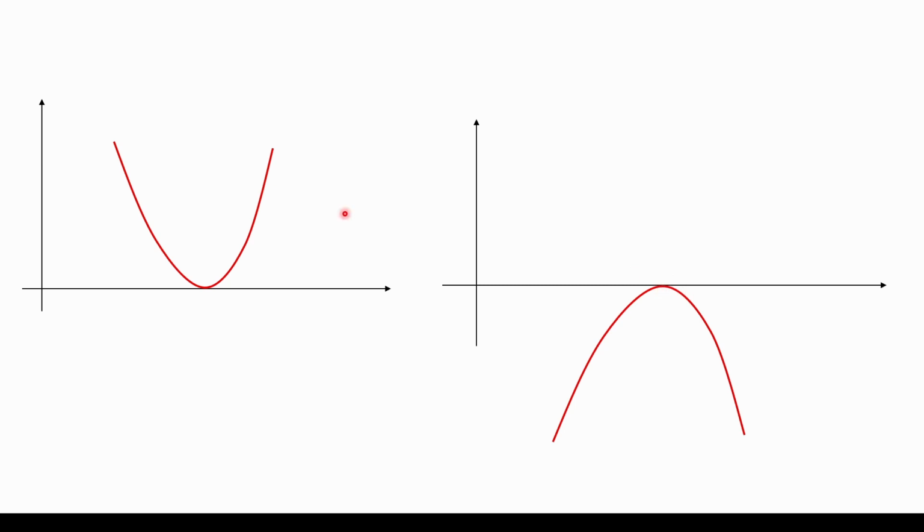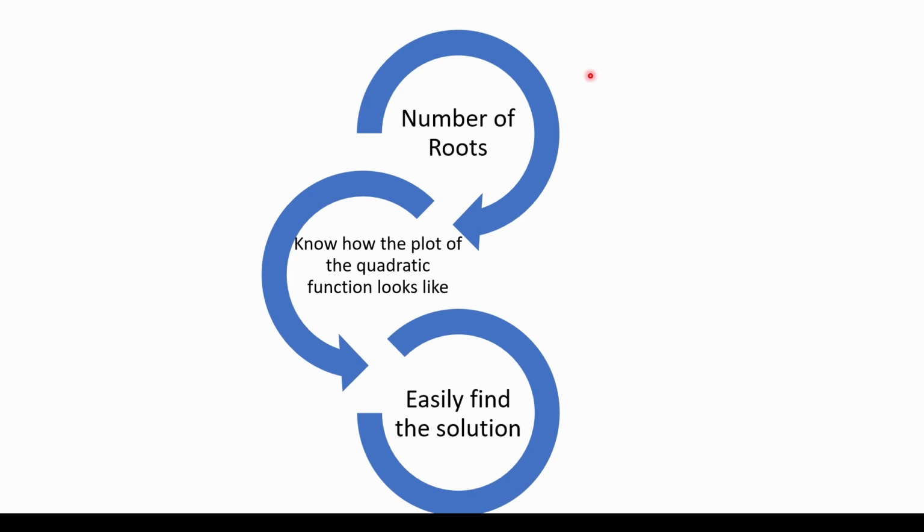It will be very helpful when you are solving a quadratic inequality to visualize the general shape of the function in your head, and that will make it much easier to find the solution. So what I suggest to solve a quadratic inequality is first to determine the number of roots. You can use the discriminant to get the number of roots, and based on that, you will have a general idea about what the plot of the quadratic function looks like. Then this will help you find the solution, as we shall see in the examples. So let's go to the examples.